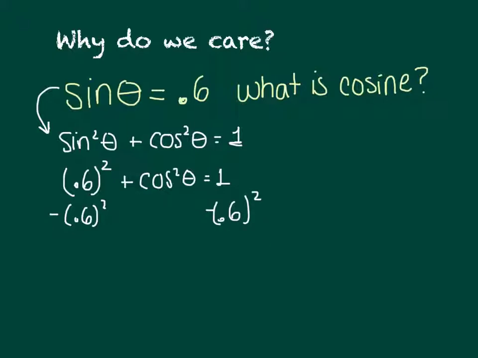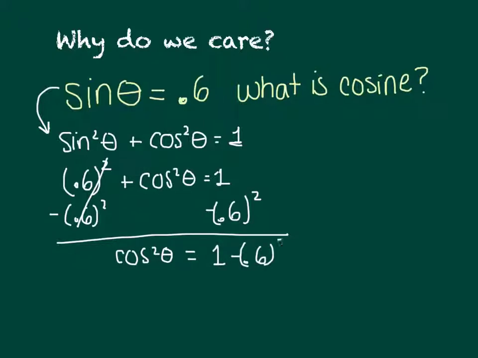Now if you evaluated 0.6 squared first and then subtracted it, no problem, but I'll do that later. So now I have that the cosine squared equals 1 minus 0.6 squared. And now I will do 0.6 squared, and I will see that that equals 0.36. So now I have that the cosine squared of my angle equals 1 minus 0.36, which equals 0.64.